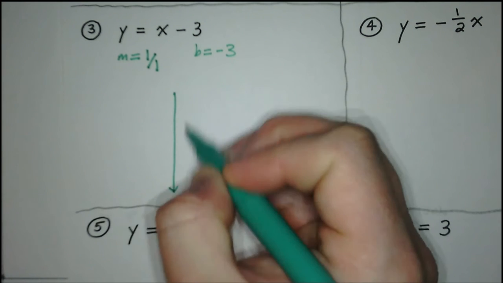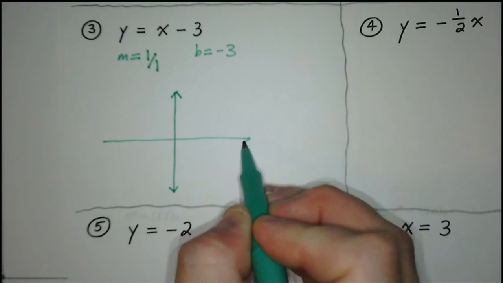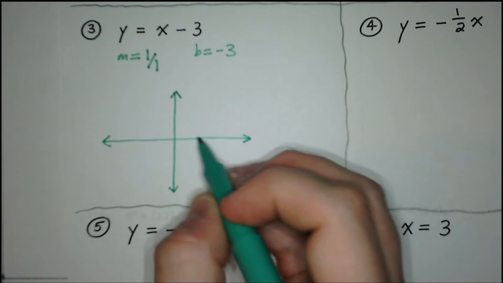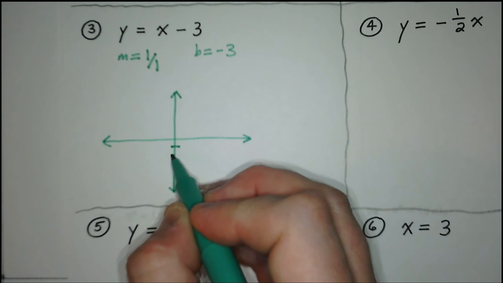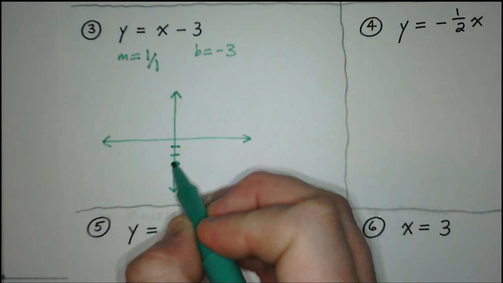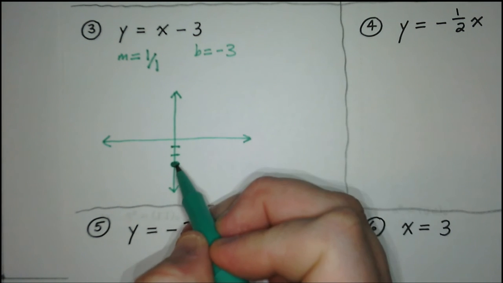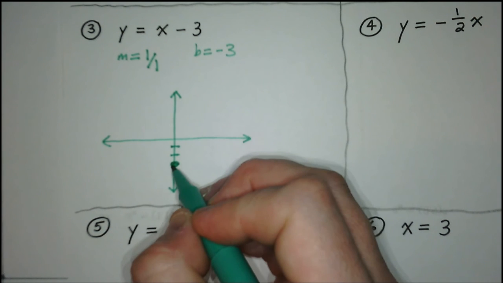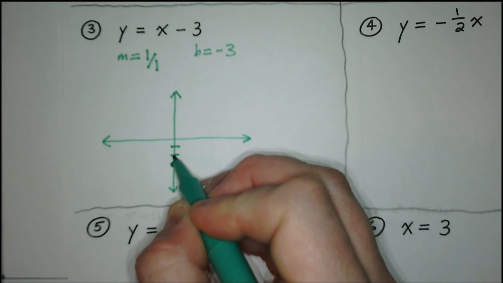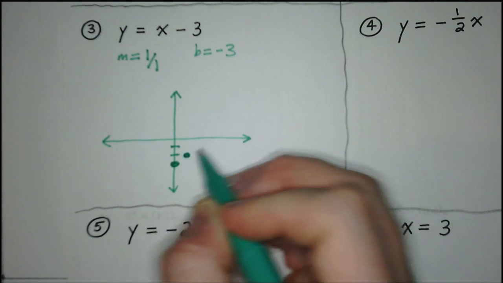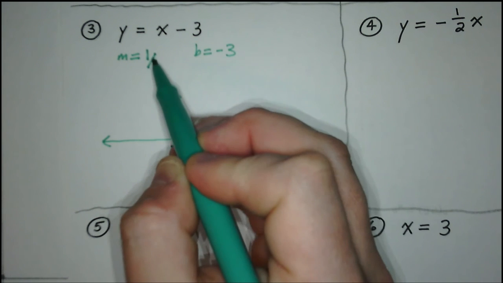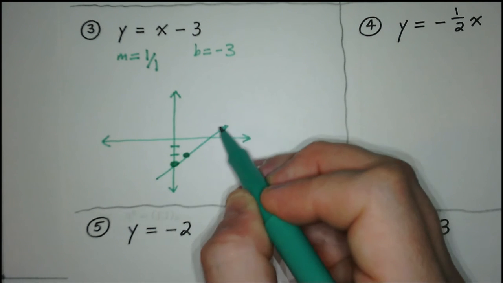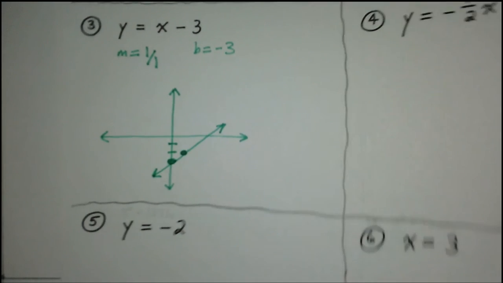And we can go ahead and sketch our line. So again, we always begin with b, which is the y-intercept on the y-axis. So here would be -3 on the y-axis, and then we use our rise over run slope. So our rise would be +1, and our run would be +1. Remember, rise over run, +1 over +1. And so that would be that.